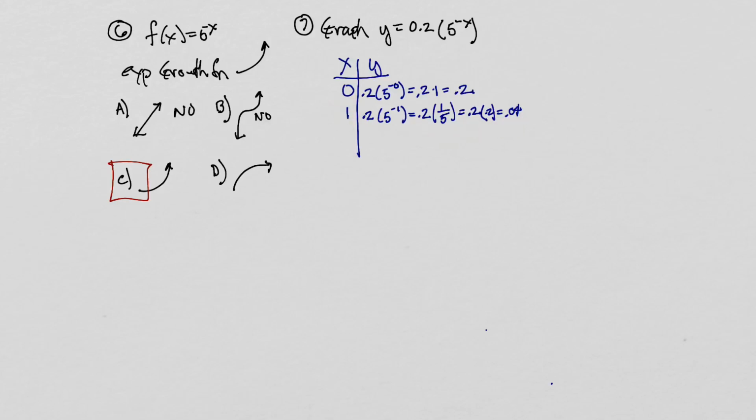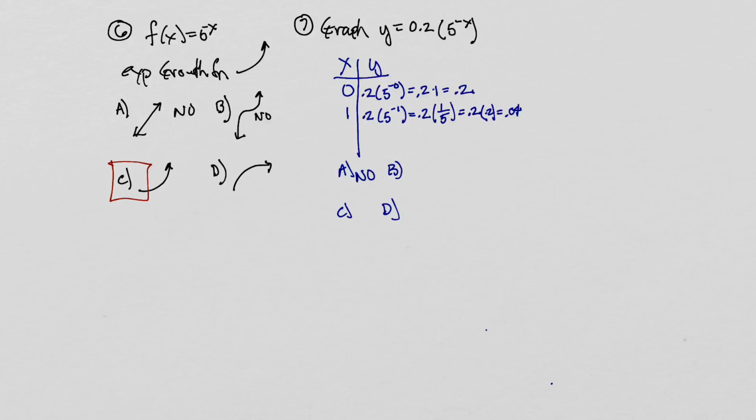So now look at the graphs they give us. They give us graphs for A, B, C, and D. We can rule out a couple already. First of all, A, no, it's not exponential. Exponential functions go either increasing or decreasing.